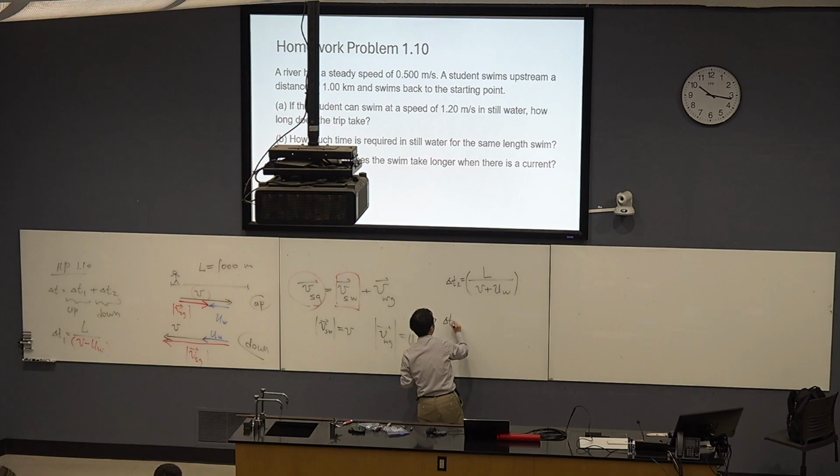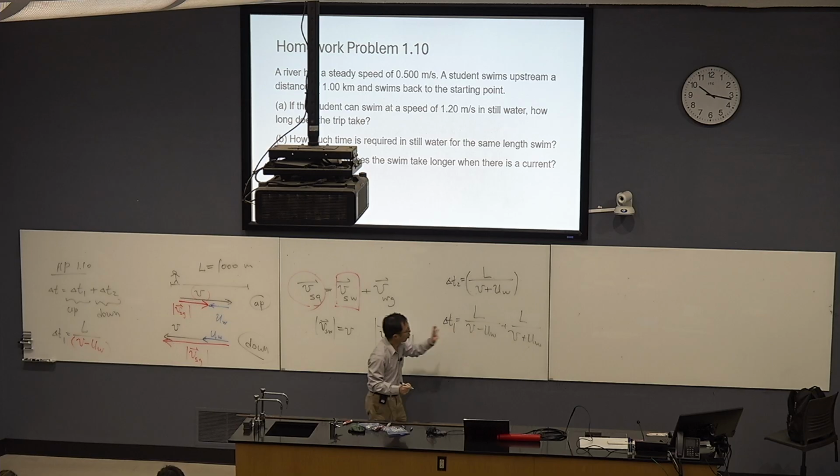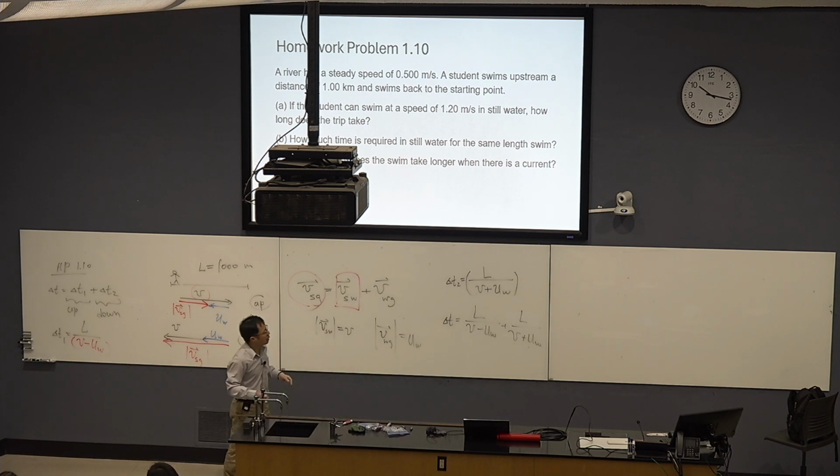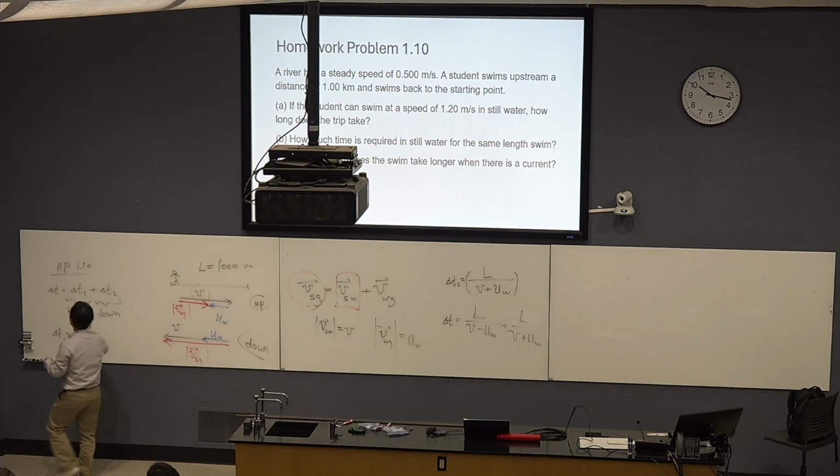That's why delta T should be equal to L divided by V minus UW plus L divided by V plus UW. So that's the total time. Sorry, delta T. Okay? Delta T should be equal to delta T1 plus delta T2. That's the total time. And then you should obtain the answer in this way. Okay? So that's part A of the question. Part A of the question, that's this one.